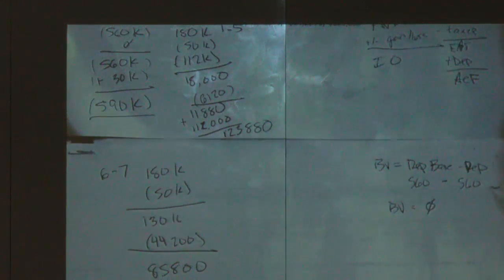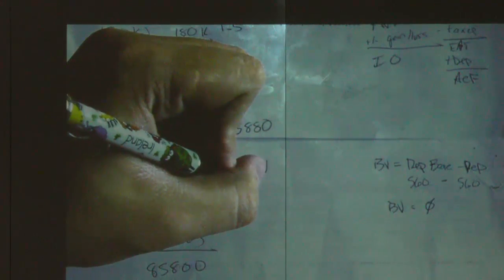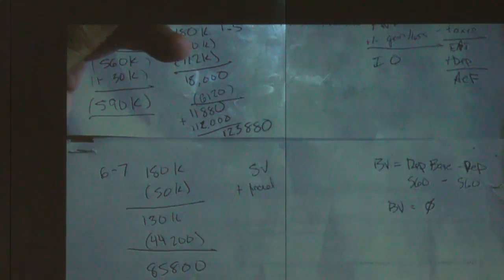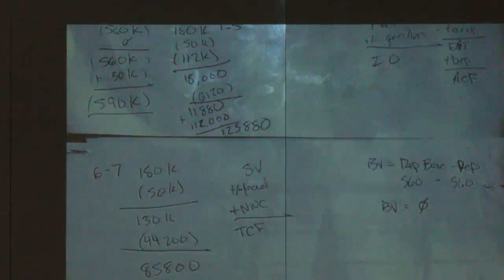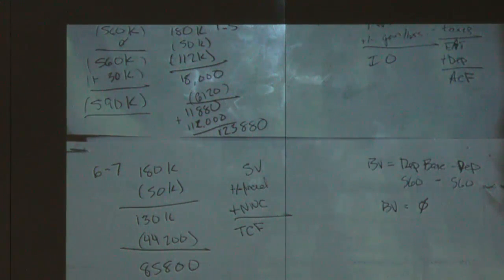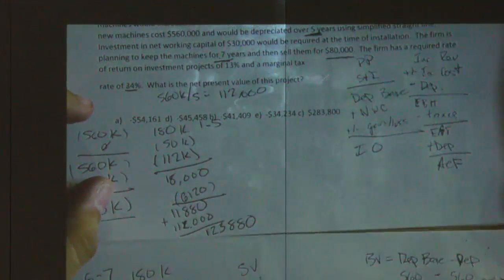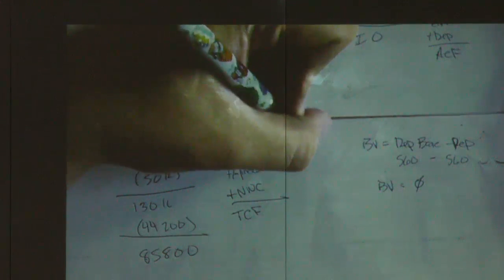Now, the formula for the terminal cash flow would be salvage value plus or minus the proceeds from selling the asset, and then add back your net working capital, and that'll be your terminal cash flow. Our salvage value for the machine would be 80,000. Yes, that's right here. You're going to sell it for 80,000. So we know your salvage value would be 80.